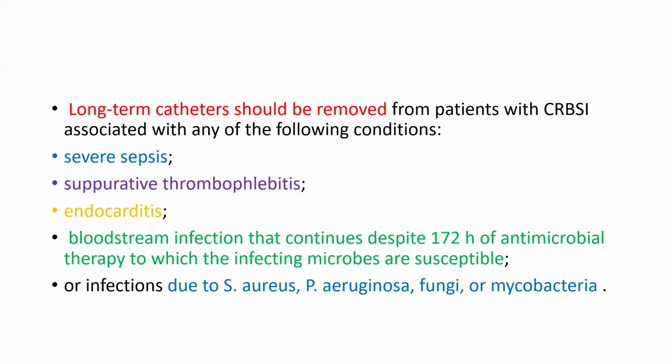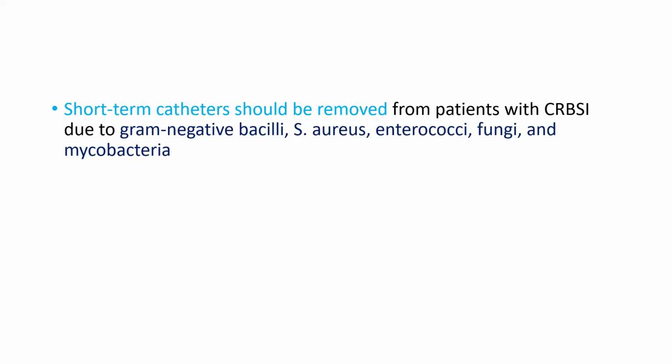Now, the long-term catheter should be removed from a patient with CRBSI associated with any of the following conditions: severe sepsis, suppurative thrombophlebitis, endocarditis, bloodstream infection that continues despite 72 hours of antimicrobial therapy to which the infective microbes are susceptible, or infection due to Staphylococcus aureus, Pseudomonas aeruginosa, fungi, and mycobacteria. Short-term catheter should be removed from a patient with CRBSI due to gram-negative bacilli, Staphylococcus aureus, enterococci, fungi, and mycobacteria.